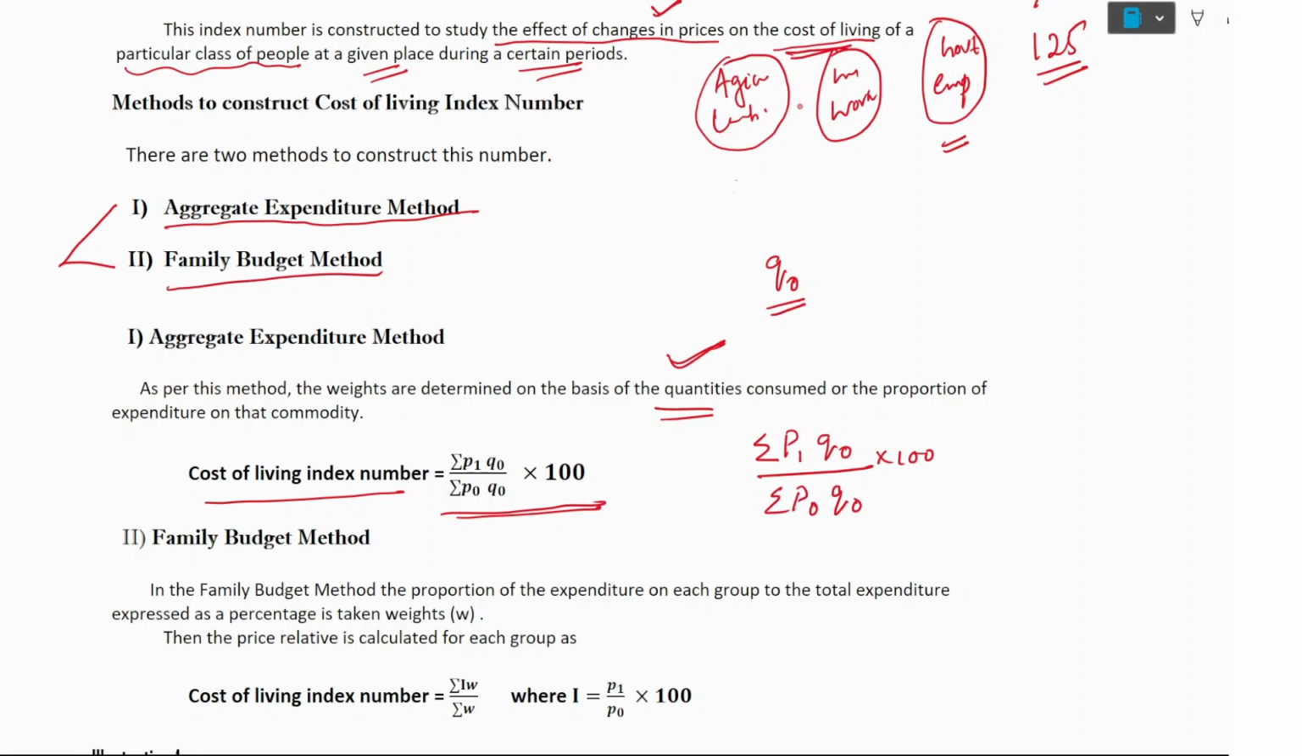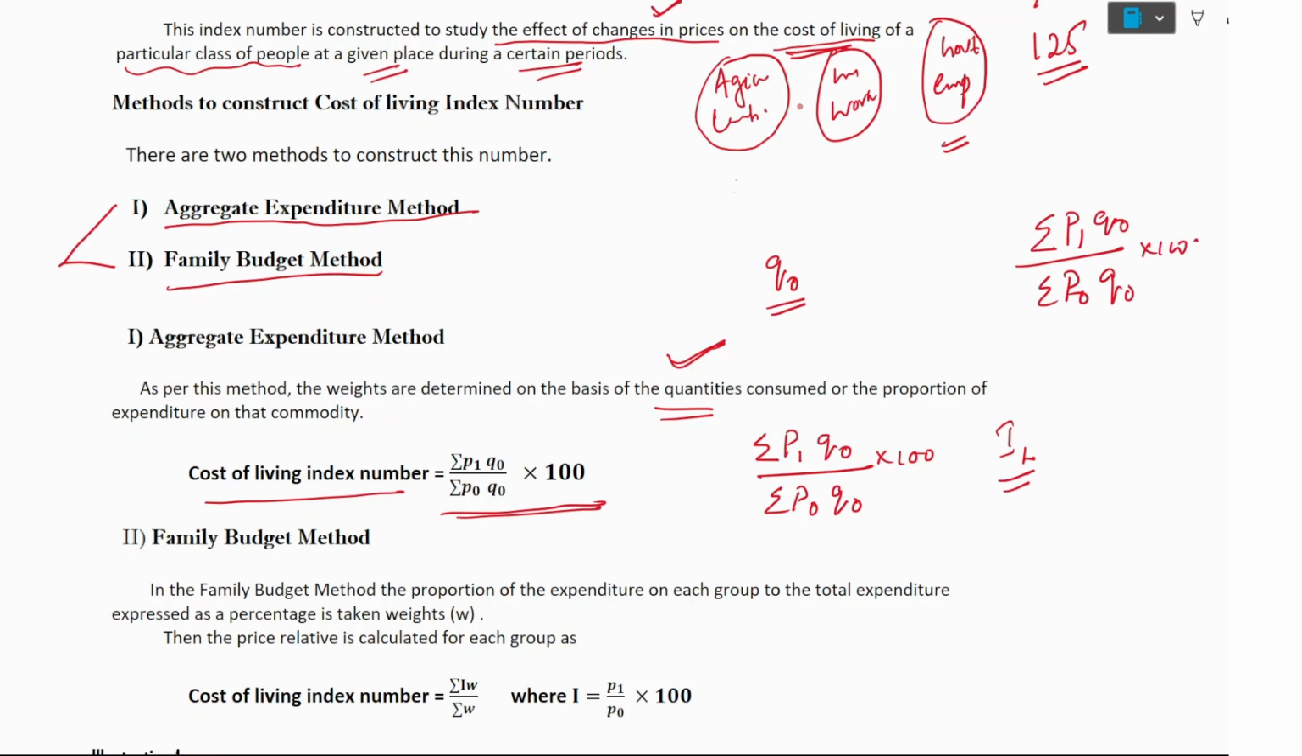The formula is sigma P1 Q0 divided by sigma P0 Q0 into 100. The same formula we have studied as Laspeyres index number. I have explained all special cases of index number in lecture 2. Students, please refer to that video to learn different types of weighted index numbers. Here, Laspeyres index number and cost of living index number by aggregative expenditure method are the same. That means, as I explained last time, in the numerator you write P1 and in the denominator P0, and you multiply with Q0, the quantity consumed in the base year. Therefore, that is the formula.